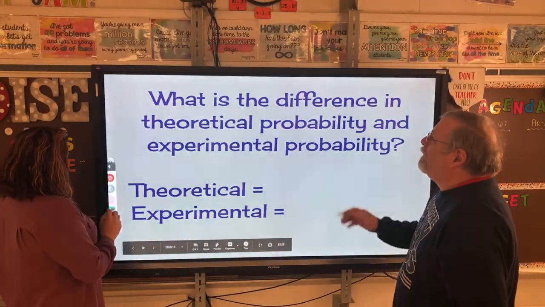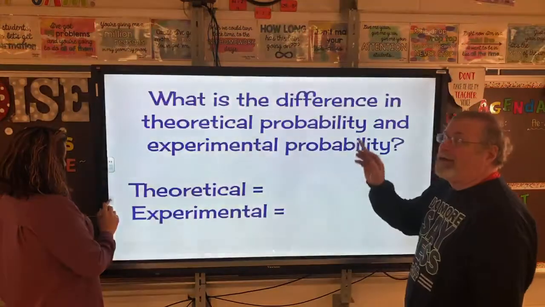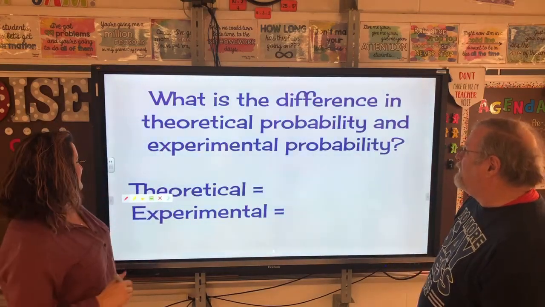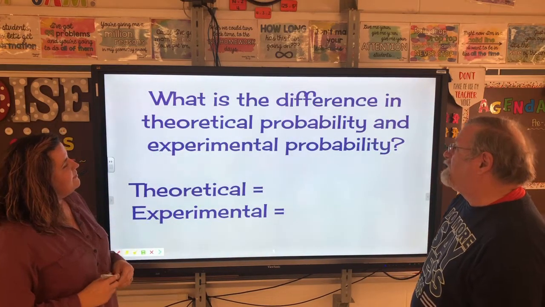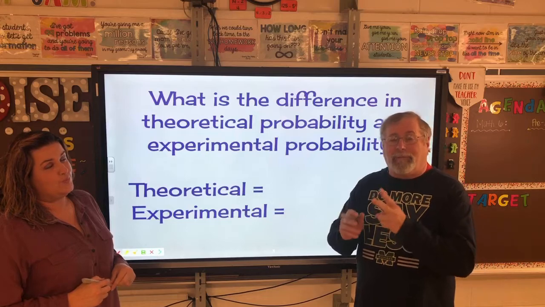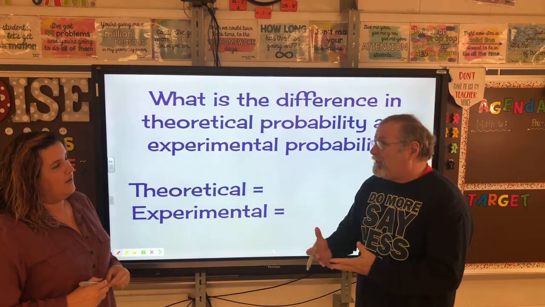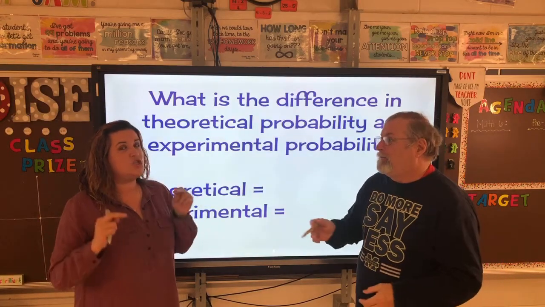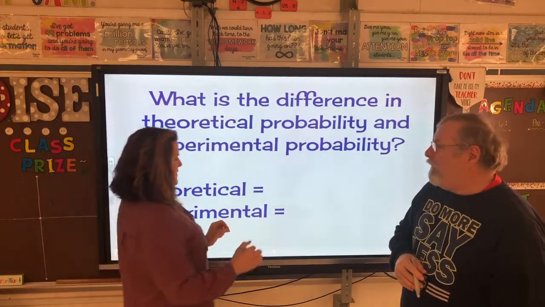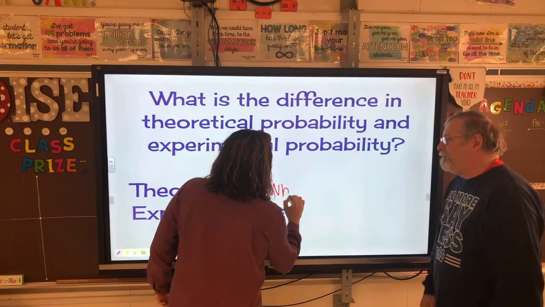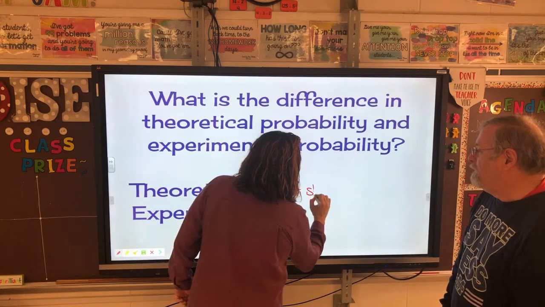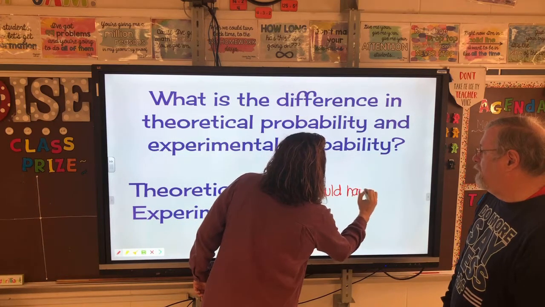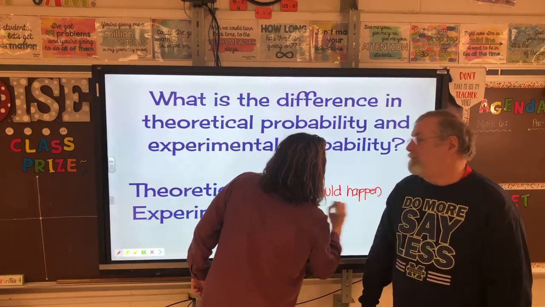So the first thing we're going to do is get on the right slide. What is the difference between theoretical probability and experimental probability? If you think about those two words, they kind of explain themselves. Theoretical is the theory behind it, like what should happen. This is what should happen in theory when you're doing probability.